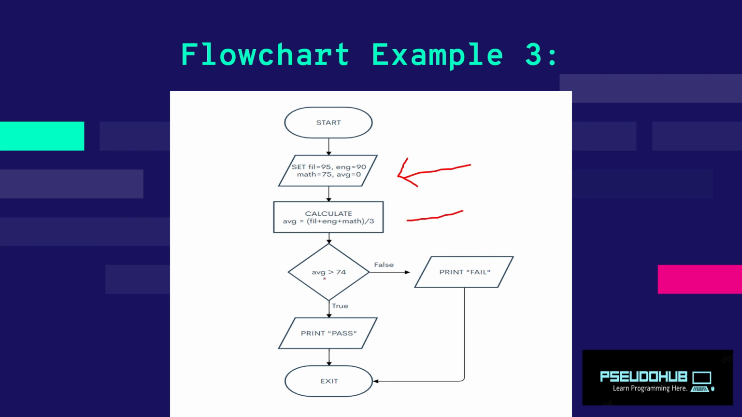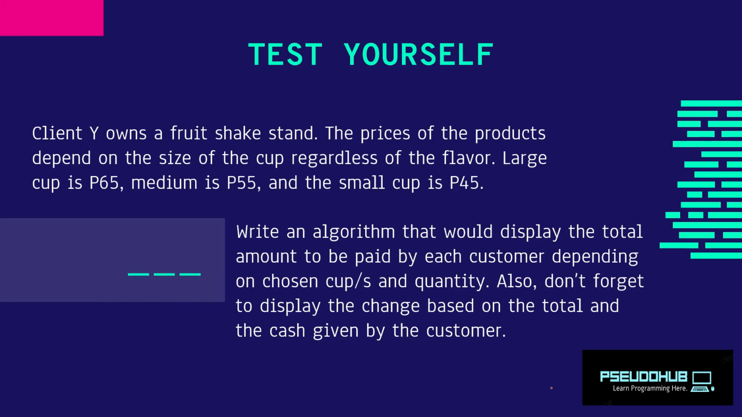And if the average is greater than 74, if true, pass. If false, then print niya ang fail. And then both ni siya, after niya i-print ang pass or after niya i-print ang fail, automatic siya nag-connect diretso sa exit kaya wala na may lain. Nag-exit na sila. Okay? And another test for you to follow, I would like you to pause the video and solve the given problem.